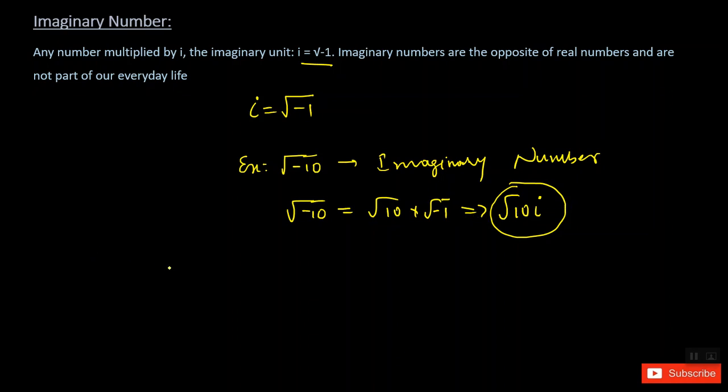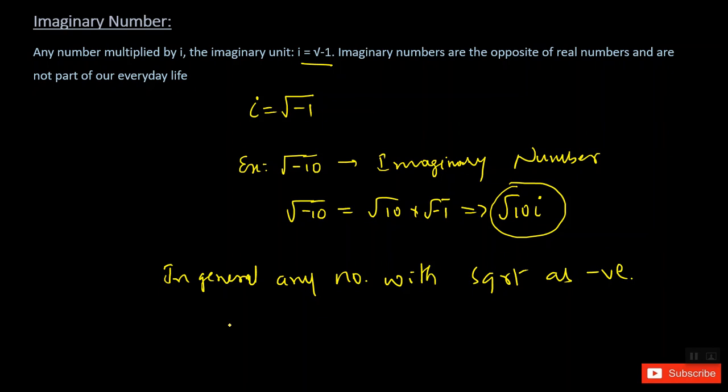In general, any number with a square root of a negative is an imaginary number. Imaginary numbers are the opposite of real numbers. We'll see what these are, and they are not a part of our everyday life.